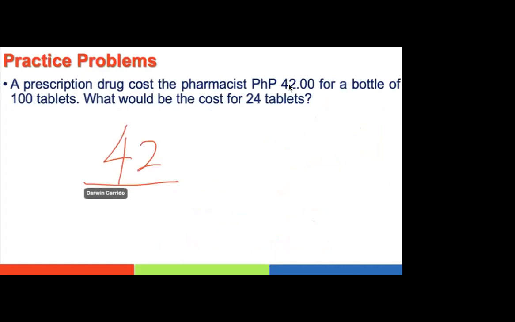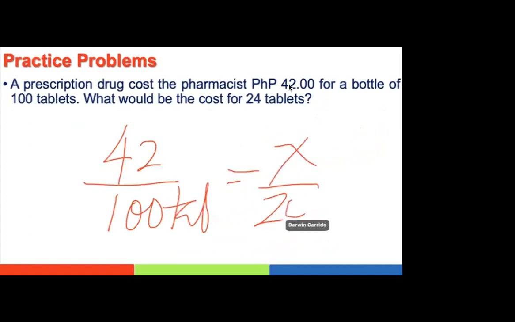42 pesos divided by 100 tablets equals X over 24 tablets. What's your answer? The answer is 10.08 pesos. At magkano sisingilin mo sa customer? 11 pesos. Almost piso din para ma-over ka sa pag nagkakaha ka. Yan, 10.08. Hindi na uso mga 25 centimos ngayon. So, 11 pesos.